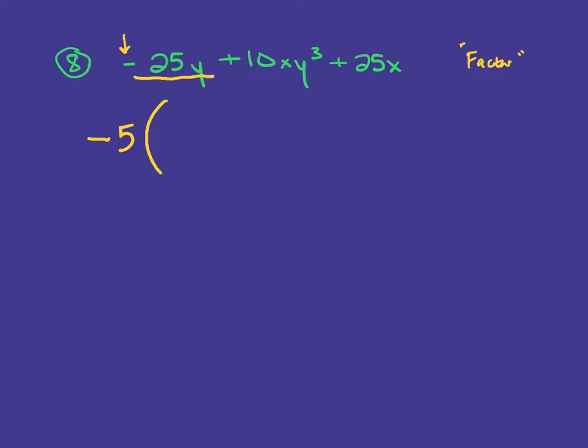So negative 25 divided by negative 5 leaves you a positive 5. And we did not take out the y. Looking at the second term, 10 divided by negative 5 gives you a negative 2. We didn't take out an x. We didn't take anything out of the y's. And then lastly, 25x, 25 divided by negative 5 is negative 5. And we did not take out the x.